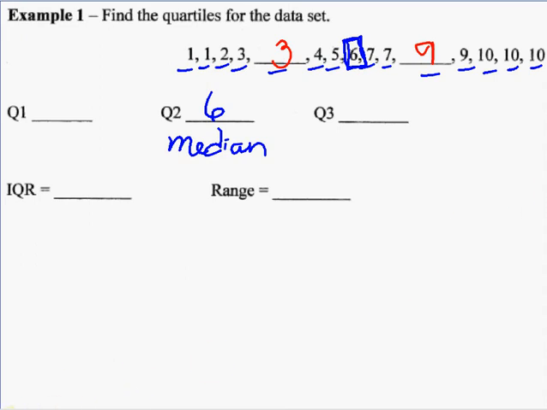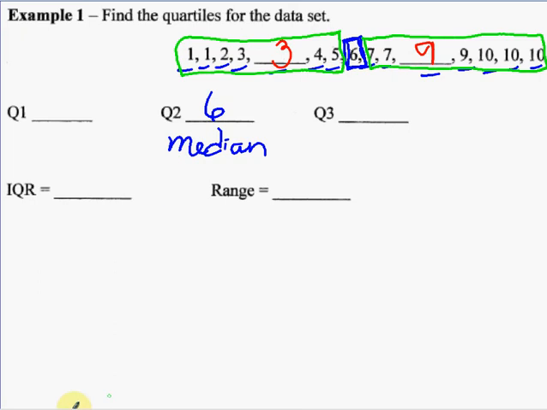Let's see, from here, what I'd like to do is find Q1 and Q3, quartile 1 and quartile 3. And all they are, they're fancy names for the median of the lower half, that's quartile 1. So I'm going to put a box around the lower half of numbers, and quartile 3 is the median of the upper half.